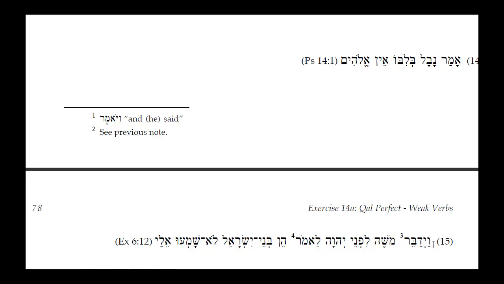So we have, of course, something you haven't had yet here. If I wanted to parse this, it is basically a Piel stem imperfect conjugation, third masculine singular, with vav conversive, from davar, to speak. And of course, this is an infinitive here, but we won't go into that. We haven't gotten that yet. Shame'u here is a Qal stem, perfect tense, third common plural, from shema. So they did not obey me.